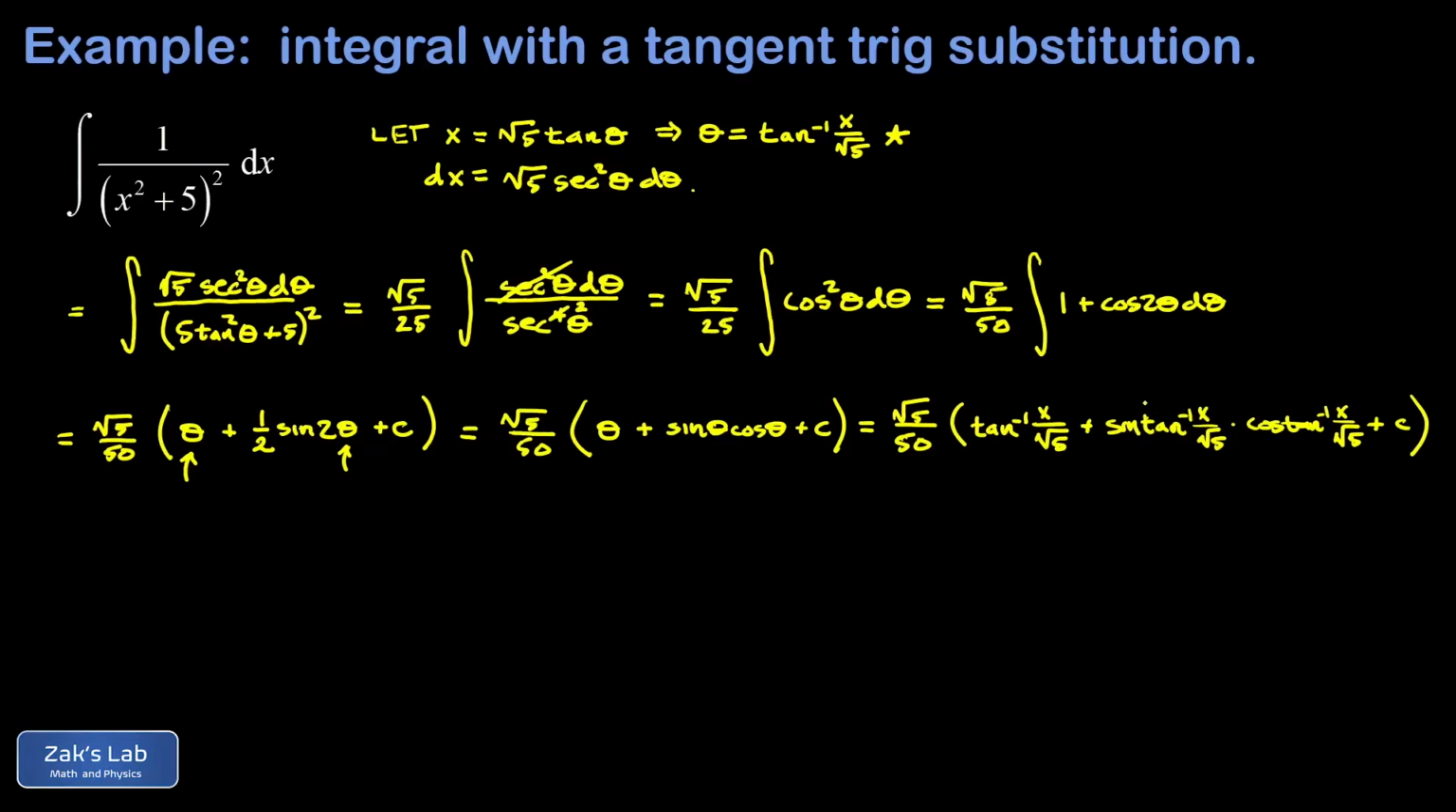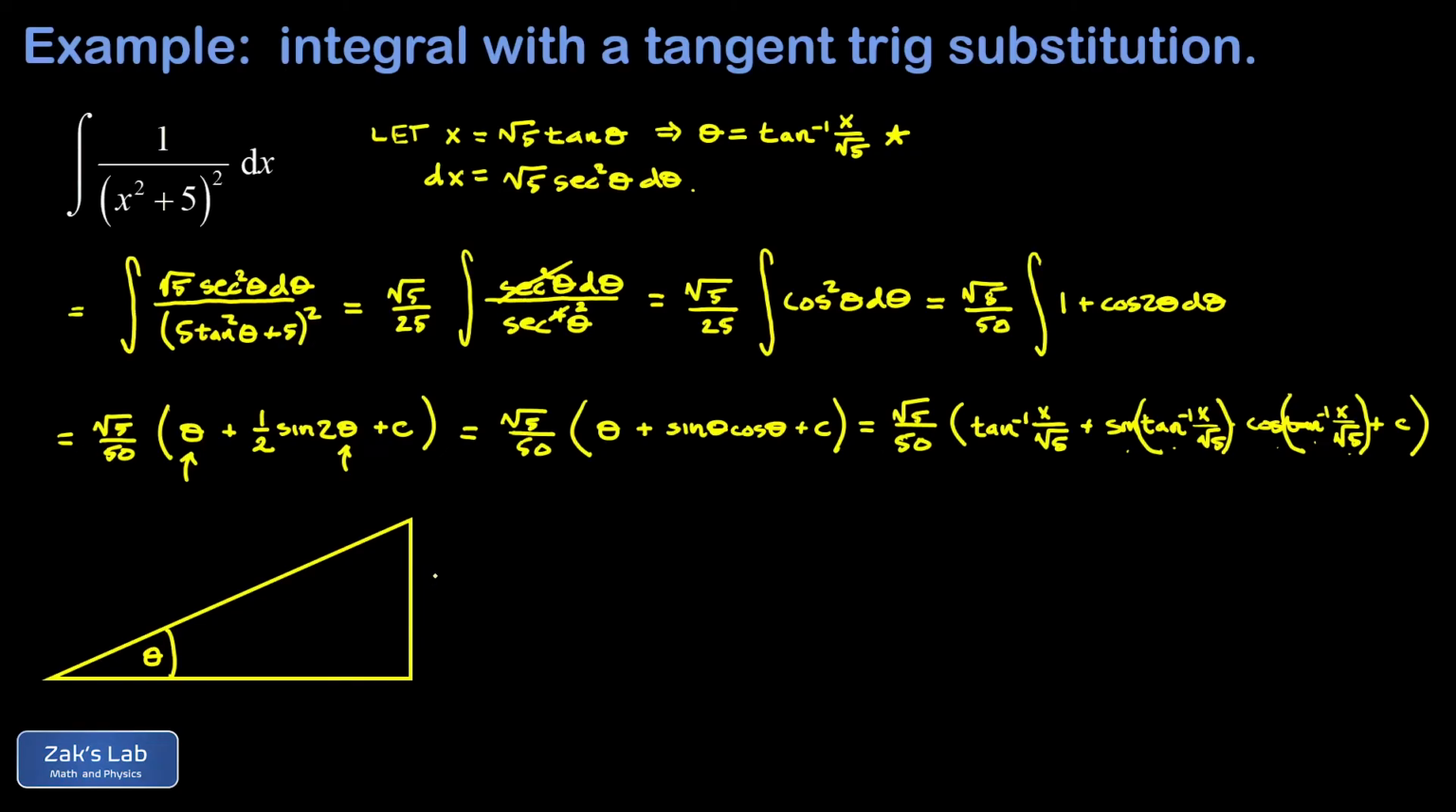Now, anytime you see a trig function of an inverse trig function, we can handle this by drawing a little triangle. And it helps to just use some language to describe what we're looking at. This is the sine of the angle whose tangent is x over root 5, and the cosine of the angle whose tangent is x over root 5. So what we need to do is visualize the angle whose tangent is x over root 5 in a right triangle. So here's a picture of the angle whose tangent is x over root 5.